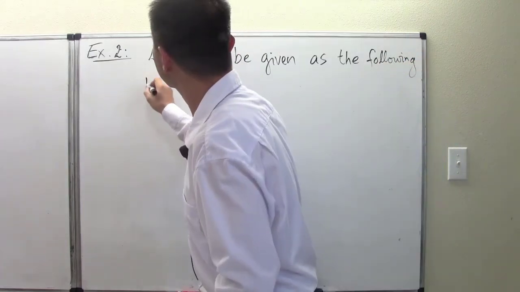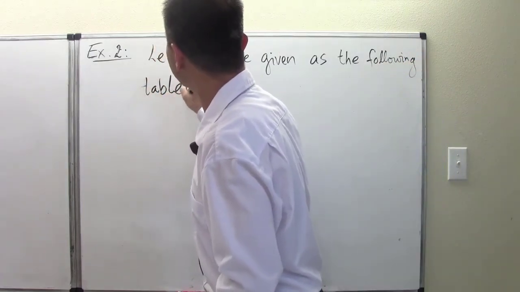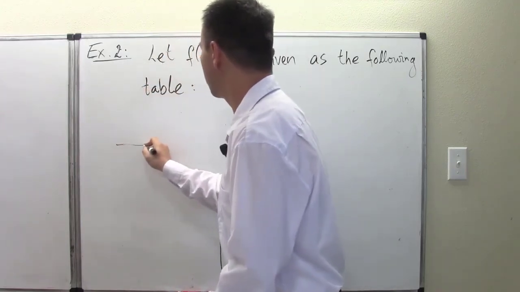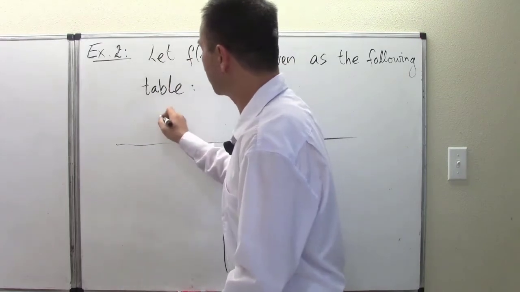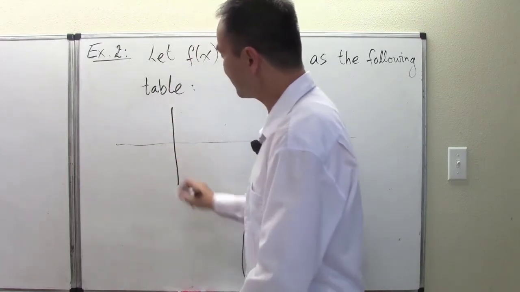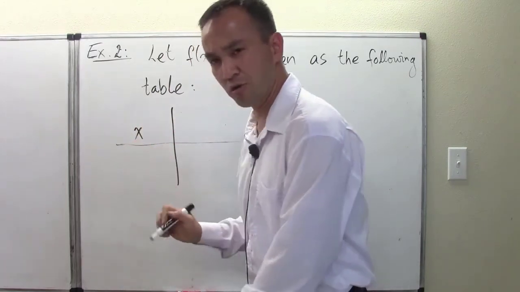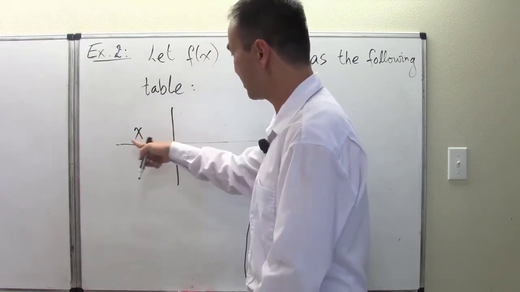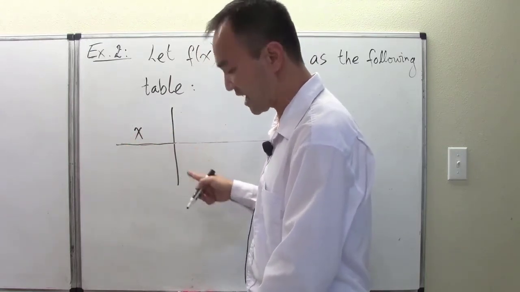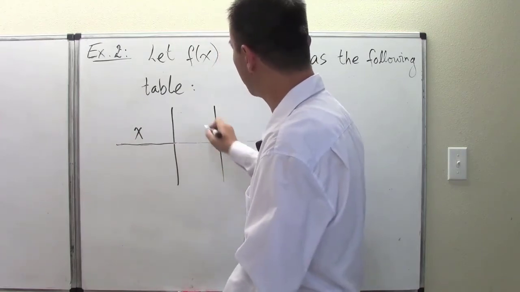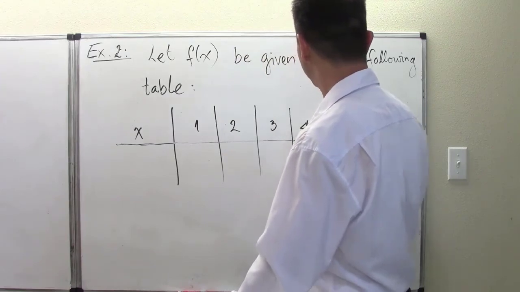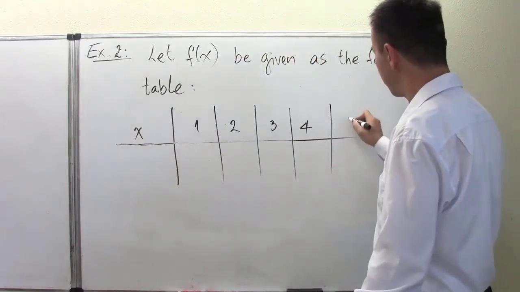As the following table. Okay, so here's the table, and I'm going to list down a few values. Now in this table, we're going to have a row having a list of values for x. So let's say we're looking at 1, 2, 3, 4, and 5.